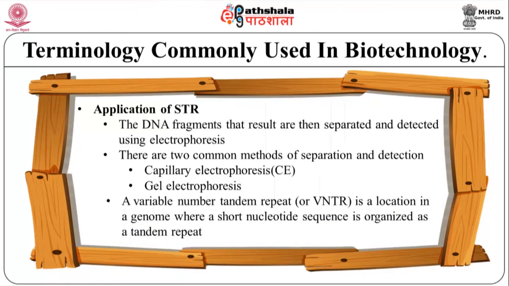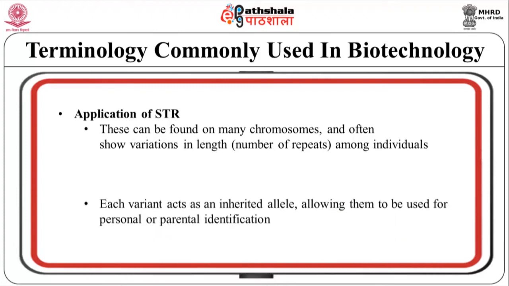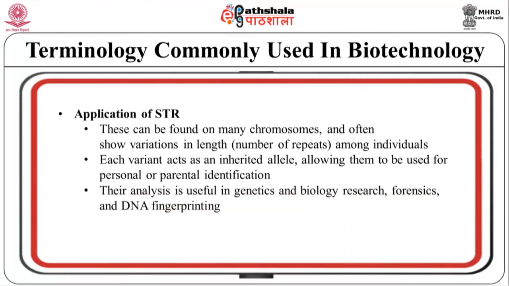A variable number tandem repeat, or VNTR, is a location in a genome where a short nucleotide sequence is organized as a tandem repeat. These can be found on many chromosomes and often show variations in length among individuals. Each variant acts as an inherited allele, allowing them to be used for personal or parental identification. Their analysis is useful in genetics and biology research, forensics, and DNA fingerprinting.